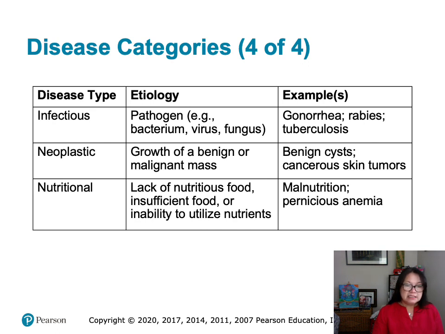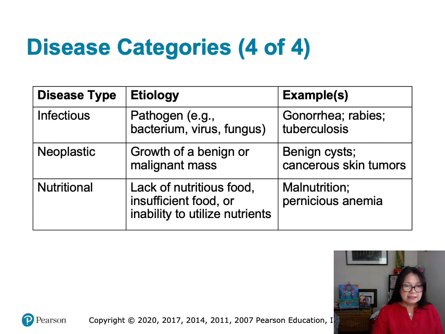A communicable disease is an infectious disease that is transmitted by direct or indirect contact with an infected person, an infected animal, or an insect. Examples of communicable diseases include gonorrhea, rabies, and tuberculosis.